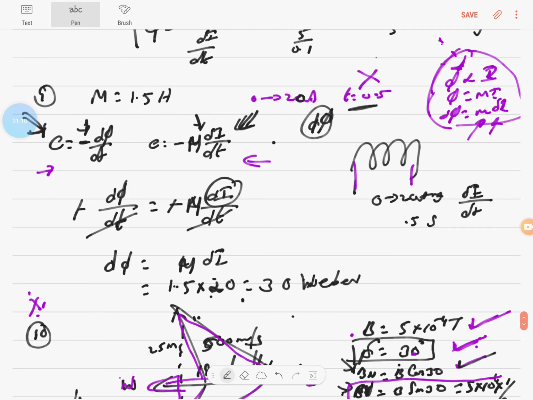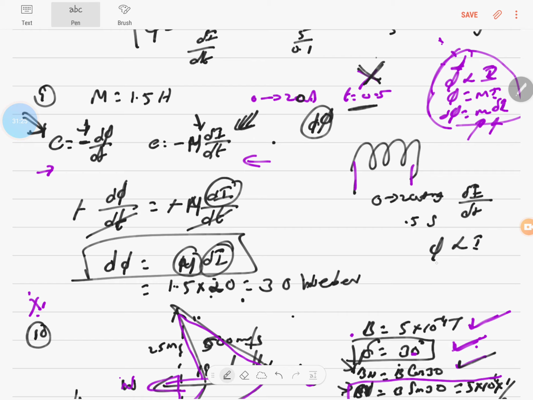So equating, d phi by dt is equal to minus M into di by dt. dt gets cancelled. d phi itself is M into di. You don't need the time here because you're equating these two, so you get a formula. Or you can even say flux is proportional to I. Flux is equal to M into I, so d phi is equal to M into di. So M and di are enough to find the change of flux. That's that much Weber. Okay, so let's go to the next.